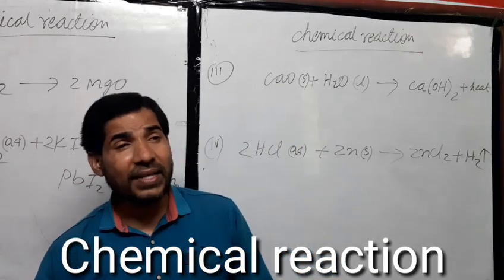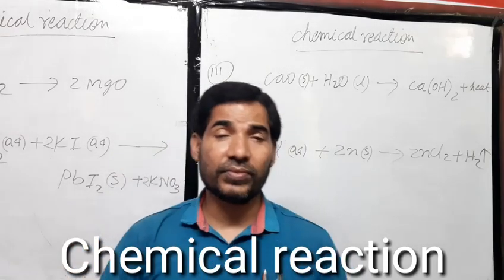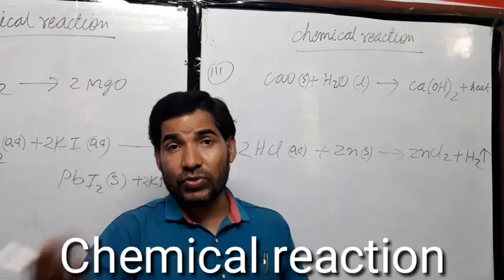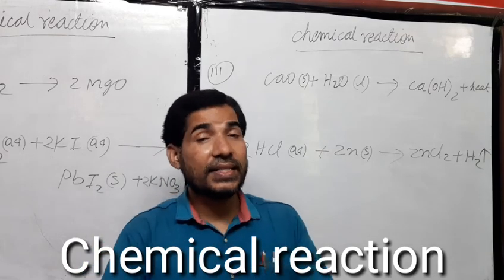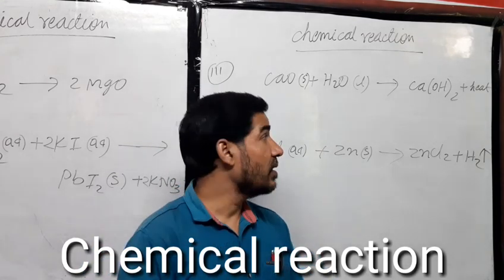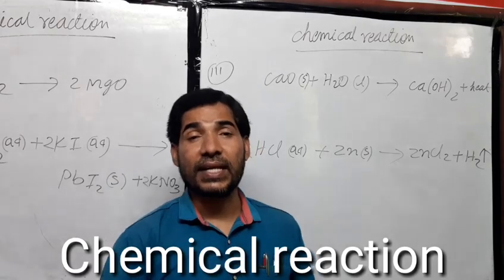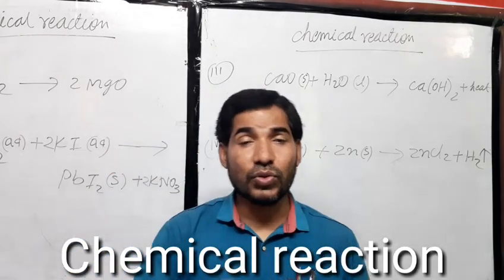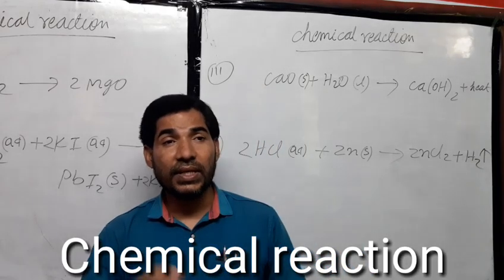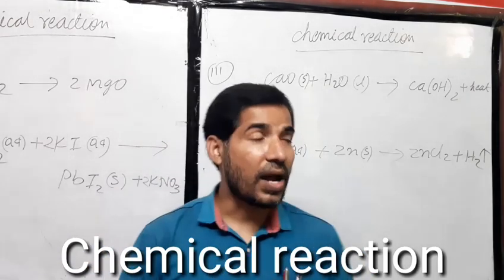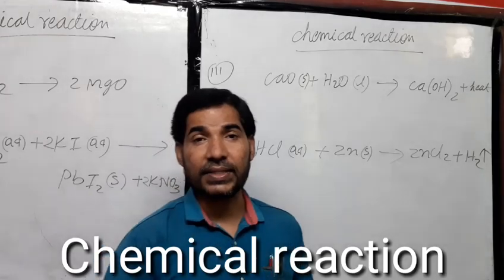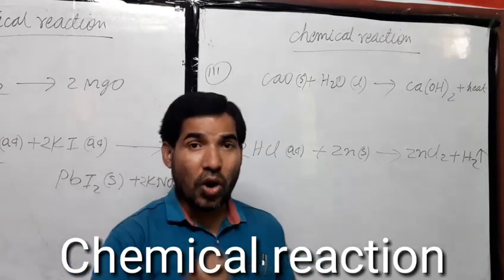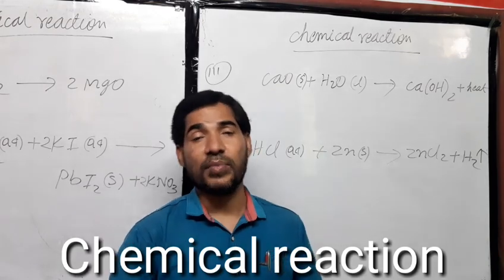Second, by the use of a chemical equation, we can identify which chemical reaction is exothermic and which is endothermic. There are two types of chemical reactions: one is called exothermic and the other is called endothermic. Those chemical reactions in which heat is evolved are called exothermic chemical reactions, whereas those in which heat is absorbed are called endothermic chemical reactions.